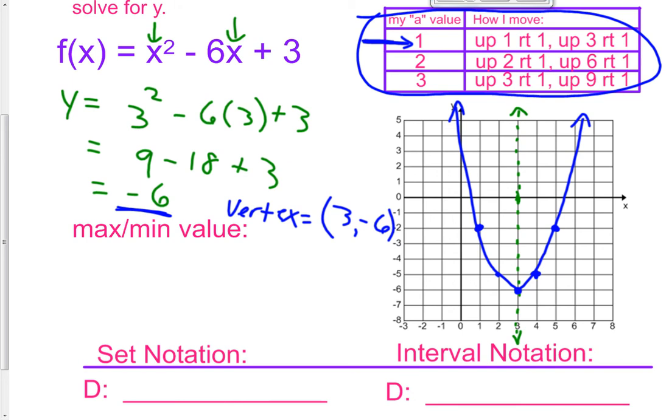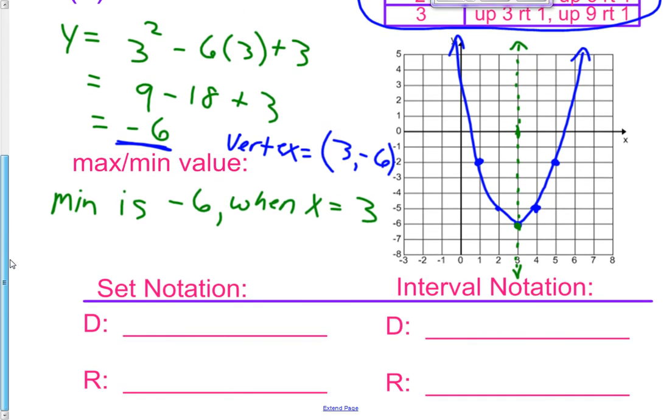So now let's talk about the minimum value. The minimum value is this vertex, but it's the y-coordinate. So here's how I want you to write the maximum or minimum value on your test. There is a minimum of, your y-coordinate is a negative 6. So the minimum is a negative 6. And then I want you to write this, when x equals 3. So it's a minimum value of a negative 6 when x equals 3. That's how I want you to write your maximums and minimums from here on out.